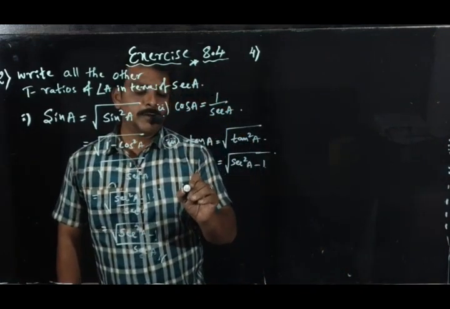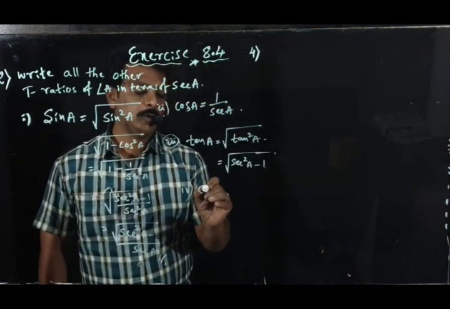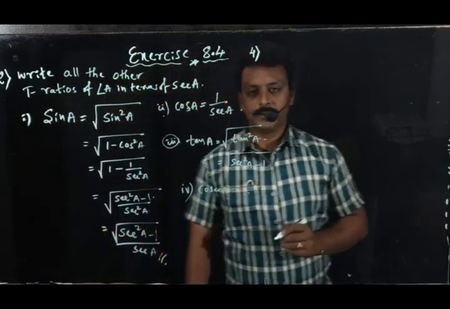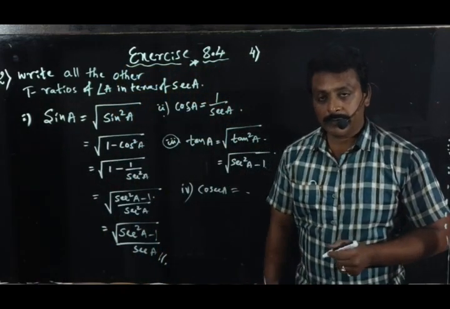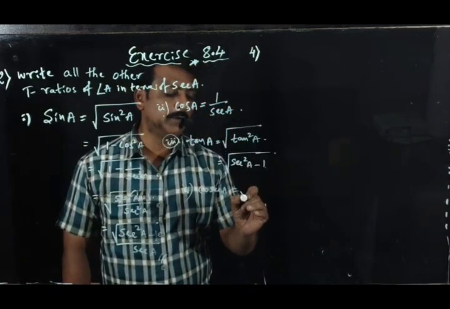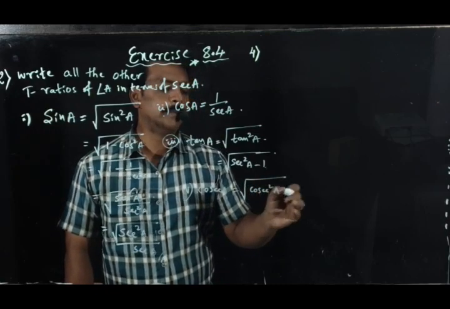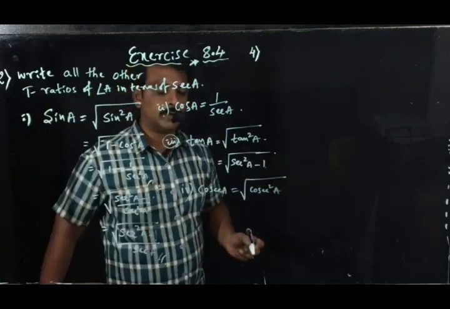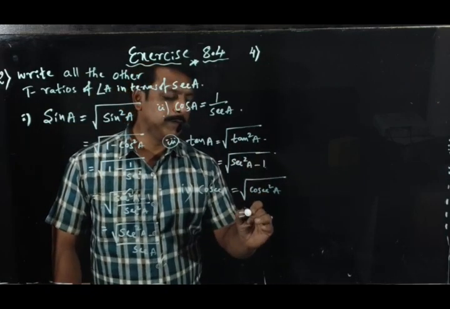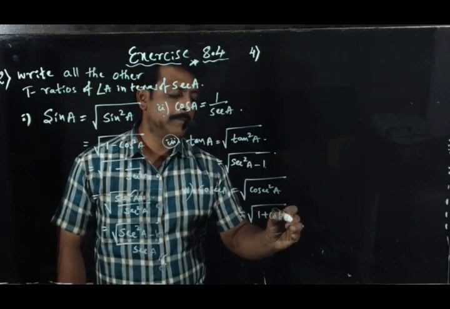After tan, what do you have, my dear friends? That is cosec A. Related to cosec we have one identity, that is cot. So I am going to write that one only: square root of cosec square A. The square root cancels, you will get cosec A only. Cosec square is equal to 1 plus cot square. Am I right? 1 plus cot square A.